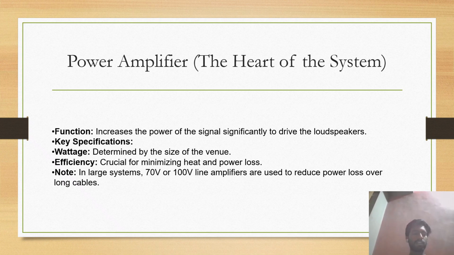In large scale installations like a stadium, we use constant voltage systems like 70 volts or 100 volts to push the signal over long wires without losing power due to the resistance of the cables. Key specifications: wattage, determined by the size of the venue, crucial for minimizing heat and power loss. Note, in large systems, 70 and 100 volt line amplifiers are used in stadiums, in meetings, etc.